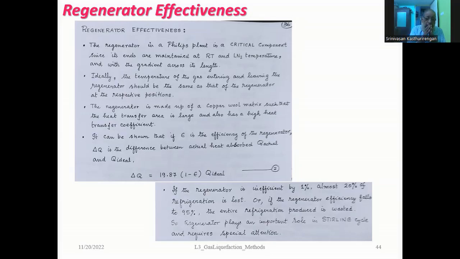Okay, so that means the development of the regenerator is a very important aspect. Development and use of a proper regenerator is an important aspect of the Philips refrigeration system. And people are now trying out, instead of the copper wool regenerator, a stainless steel sintered matrix regenerator. And they are being tried out by 3D printing methods as well. Okay, there is a lot of research going on in this direction, and people interested should go through the present research scenario in this area.